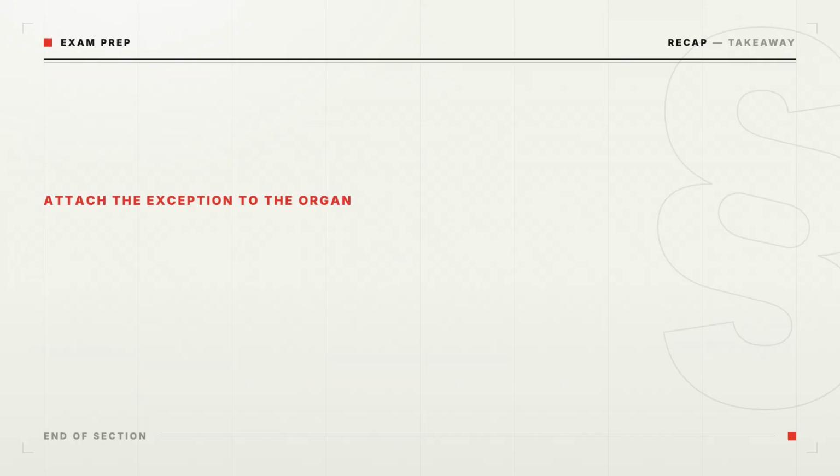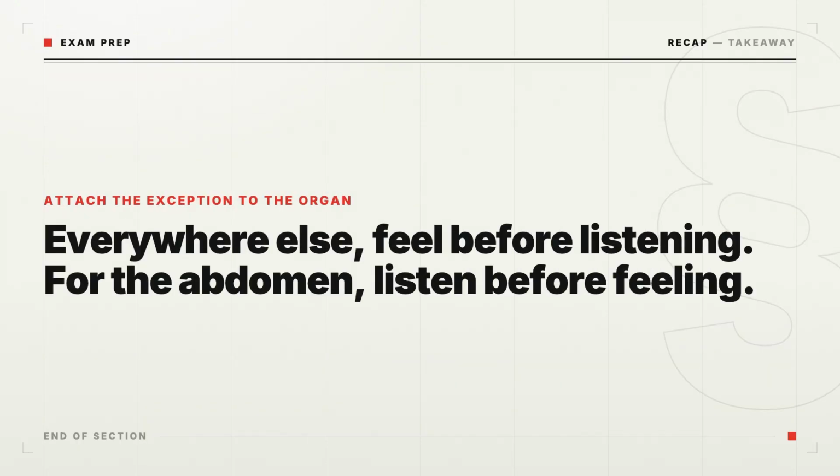Any exam question pairing the word abdomen with a question about order is testing this single reordering. Remembering that one swap protects the accuracy of the bowel sound assessment, and it's what separates rote memorization from real understanding.